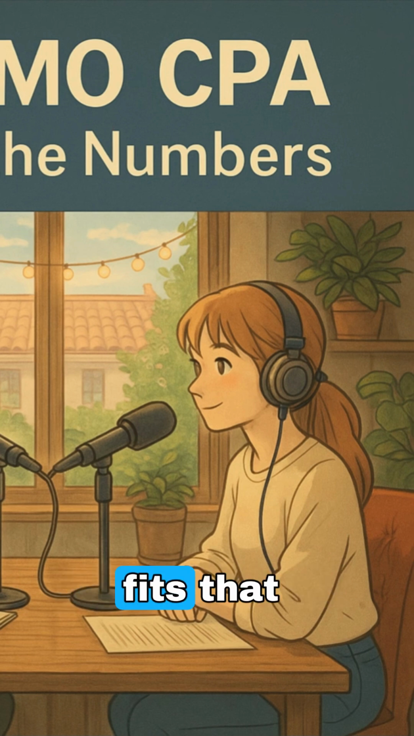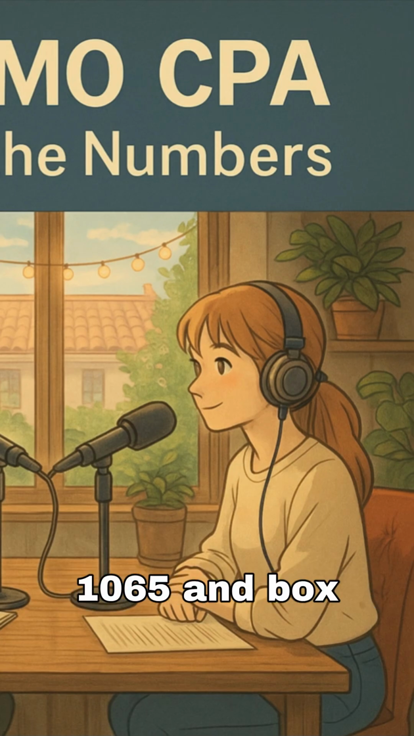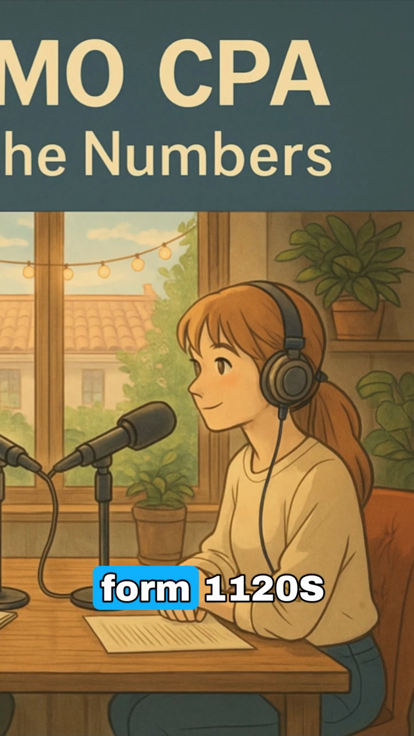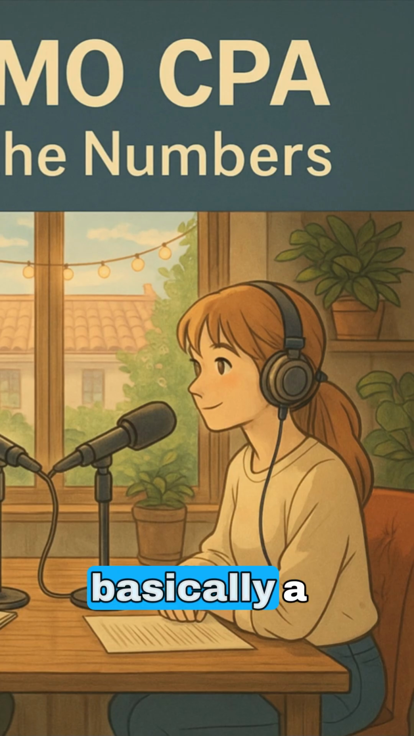One item that fits that description is alternative minimum tax AMT items. These are found in Box 17 on the Partnership Form 1065 and Box 15 on the S Corp Form 1120S. Ah, the AMT, another layer of tax complexity. Indeed. The AMT is basically a separate parallel tax system.